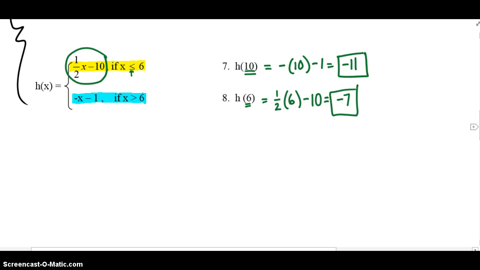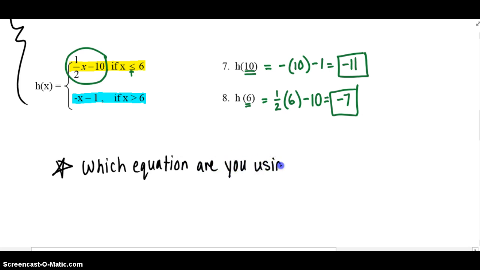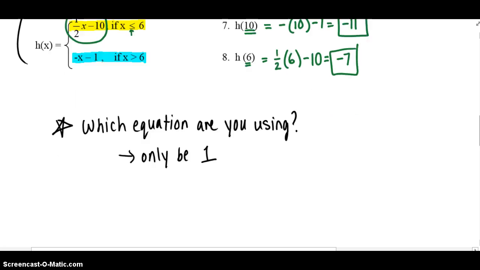Alright, so with evaluating, you really just got to focus on some key things and really ask yourself, which equation are you using? Okay, write that down. Which equation are you using? That way, if you forget, you can look back at this question and say, oh yeah, duh. It should always only be one of them. Never using more than one. Otherwise, it wouldn't be a function.